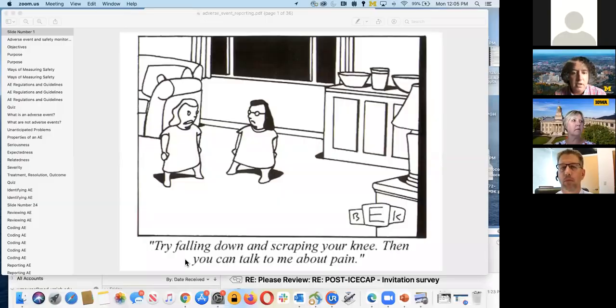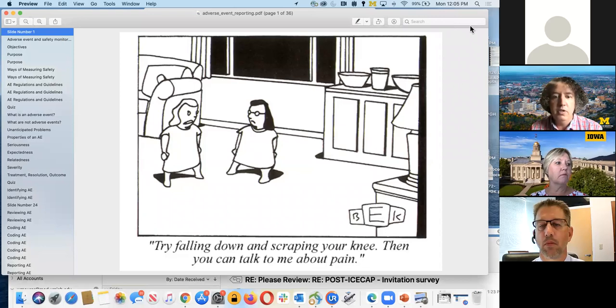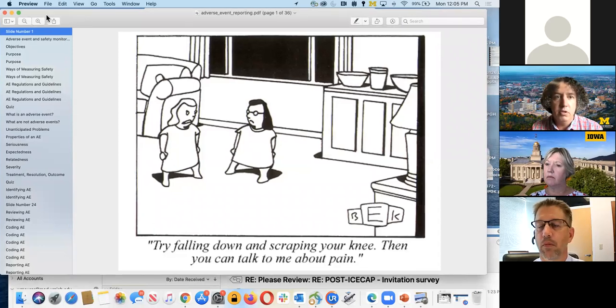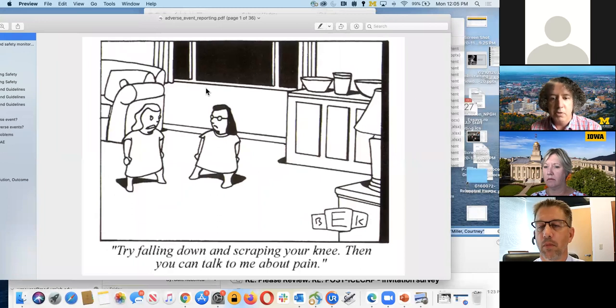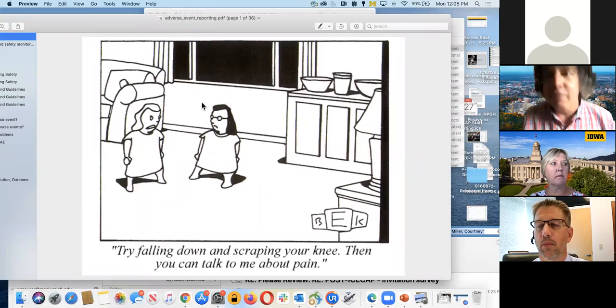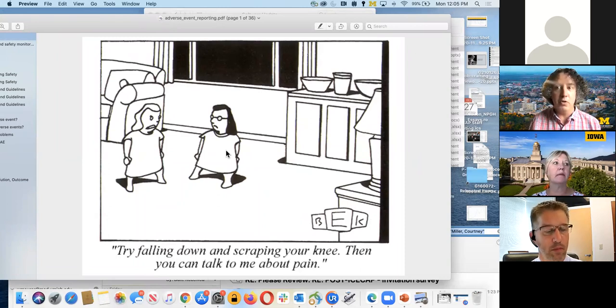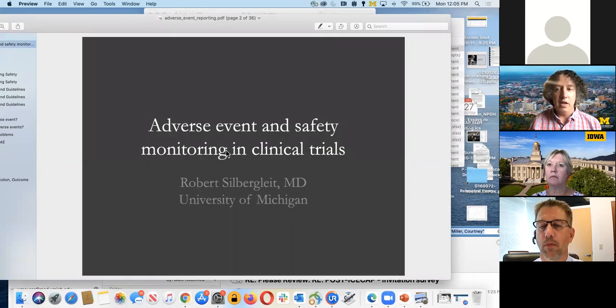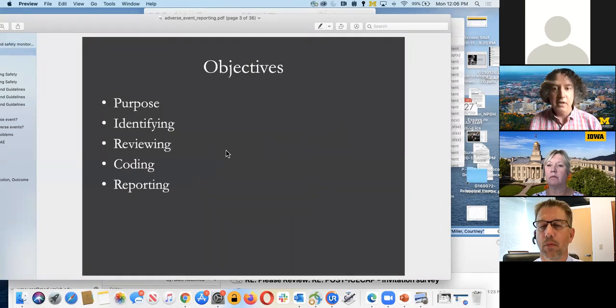All right, so I'm going to share my screen. All right, so you see here is a comic from the New Yorker. "You try falling down and scraping your knee, then you can talk to me about pain." And sometimes when we think about developing our adverse event reporting plans, it's like we can talk about pain, because a lot of things happen in life, and attributing them and annotating them over the course of a clinical trial can be a lot of work. So again, these slides are from Dr. Silverglate.